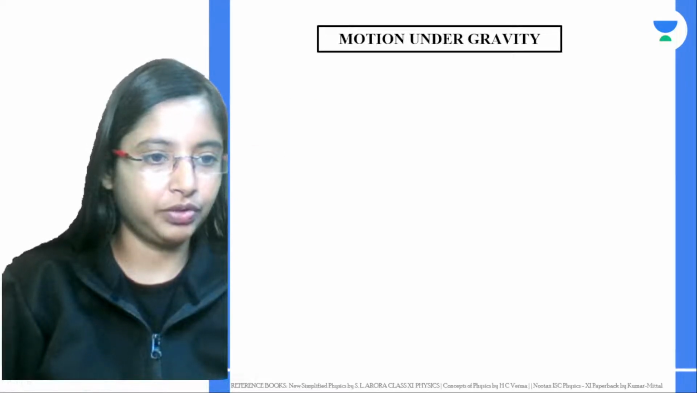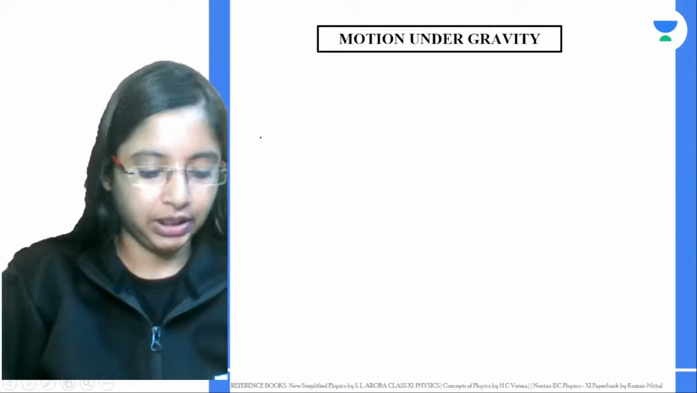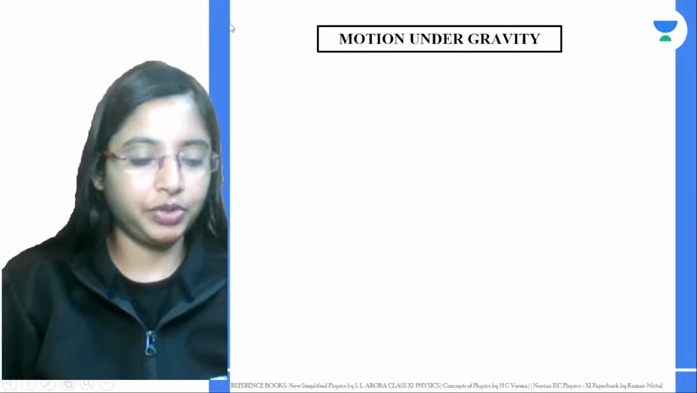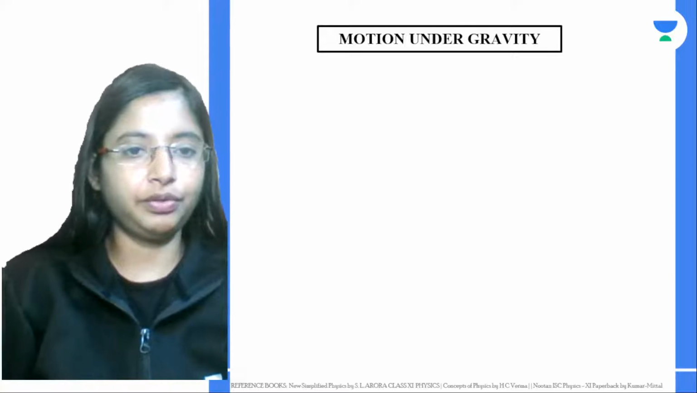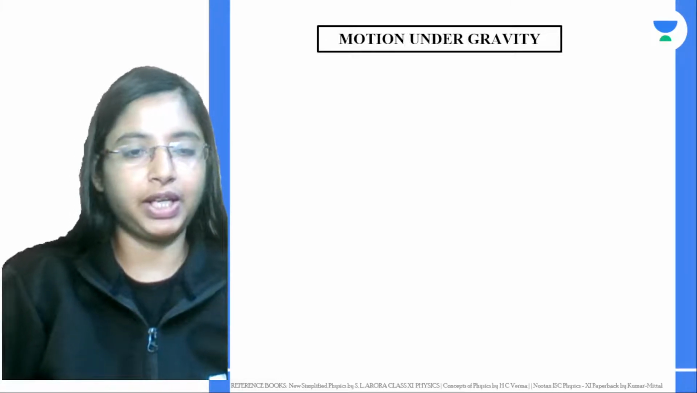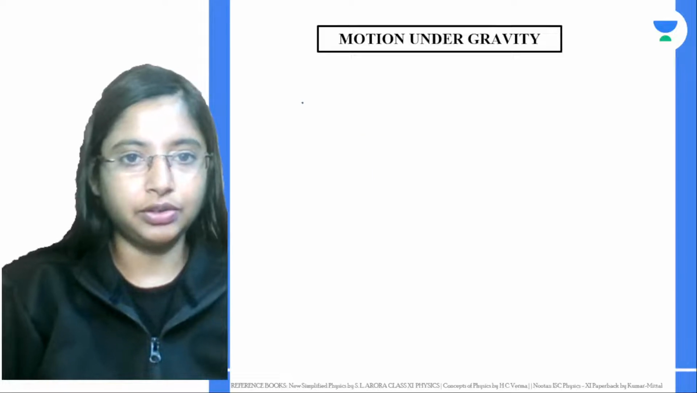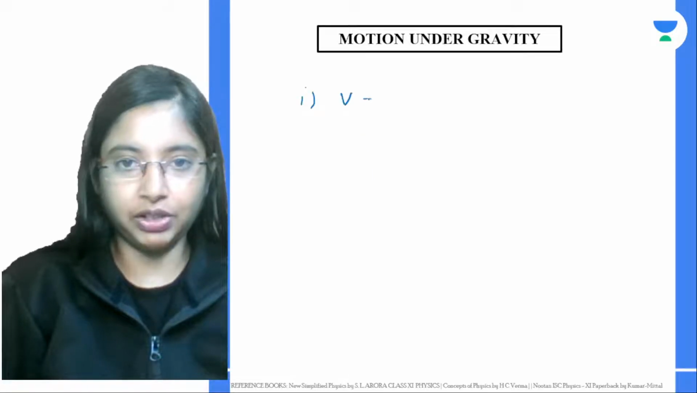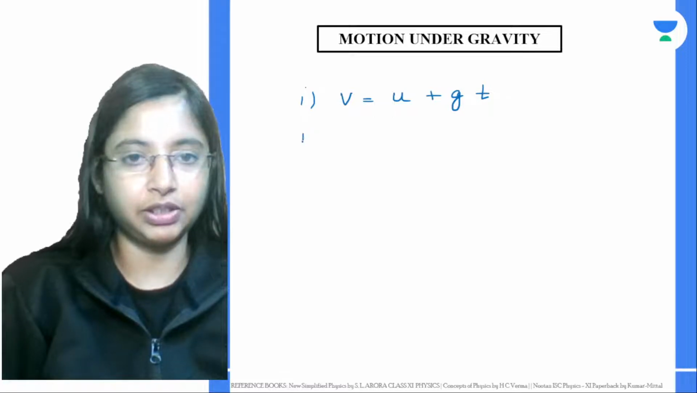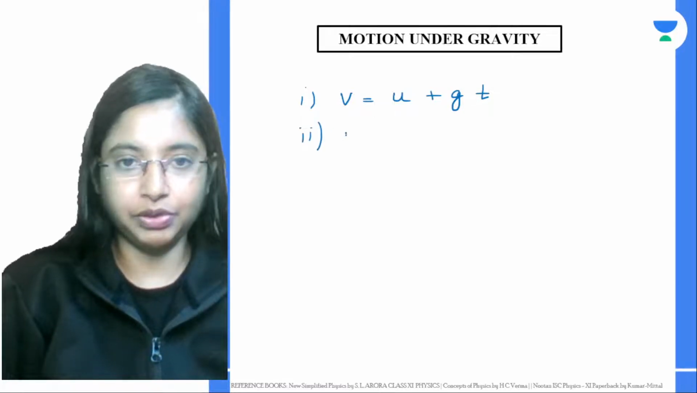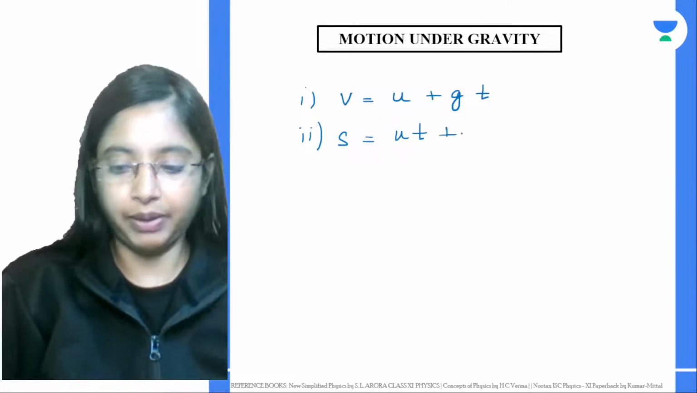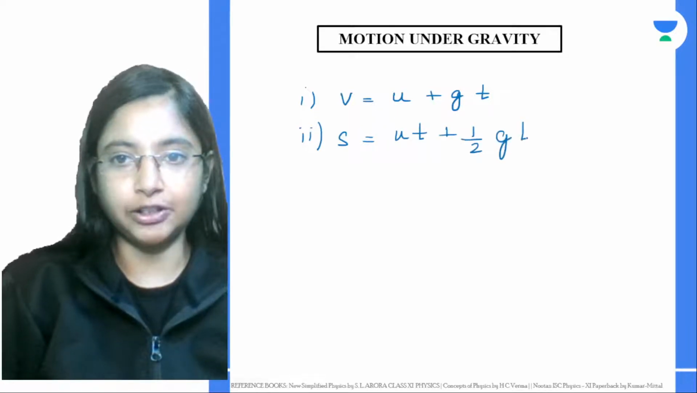So what happens to the 3 equations of motion? The first one is v is equal to u plus at. Here the acceleration is because of gravity, so instead of a, you use g. So the first equation becomes v is equal to u plus gt. For the second equation, displacement and time, s is equal to ut plus half gt square.